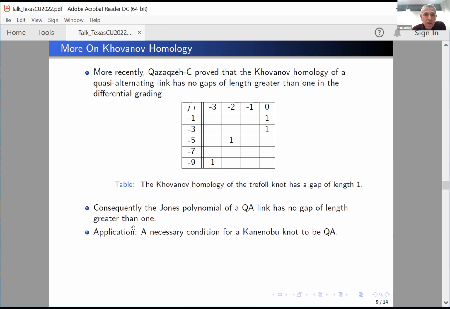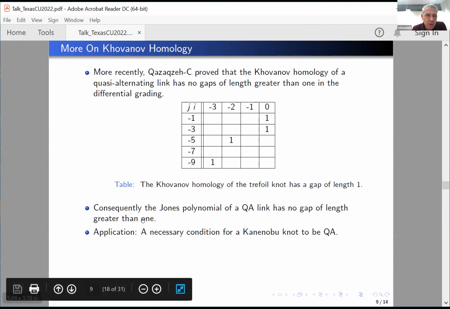Consequently, the Jones polynomial of any quasi-alternating link has no gap of length greater than 1, because the Jones polynomial is the Euler characteristic of the Khovanov homology. Since there is no gap in homology, we can prove there is no gap in the Jones polynomial. Indeed, the Khovanov homology of quasi-alternating links is determined by the Jones polynomial and the signature of the link.